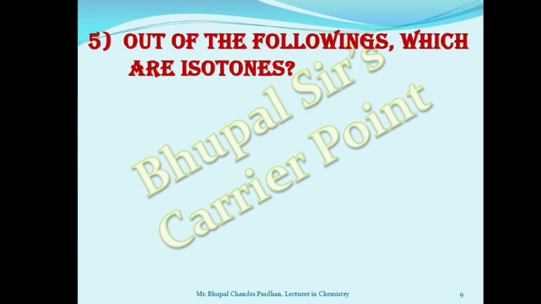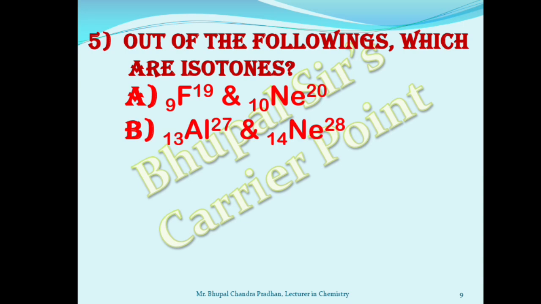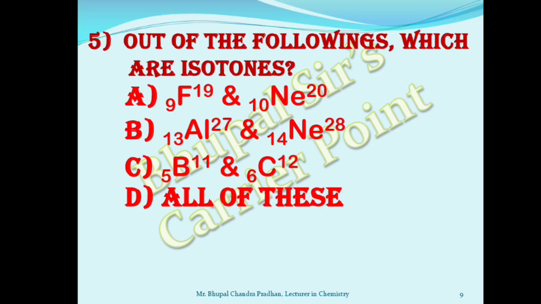Out of the following, which are isotones? Option A, fluorine 19/9 and neon 20/10. Option B, aluminum 27/13 and silicon 28/14. Option C, boron 11/5 and carbon 12/6. Option D, all of these. Try to give the correct answer.